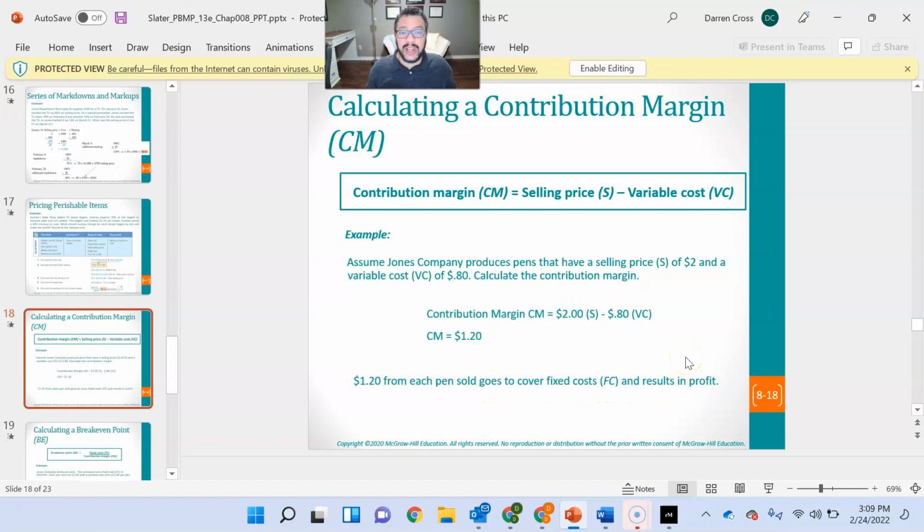So the fixed costs are those costs that are going to stay the same no matter how many pens you sell. Rent, electricity. Electricity can be variable. Some accountants try to attribute, to the extent that they can, every single thing to each item, but it's going to be tough. So rent, insurance, salaries, things like that. So this is what we do to figure out break even.